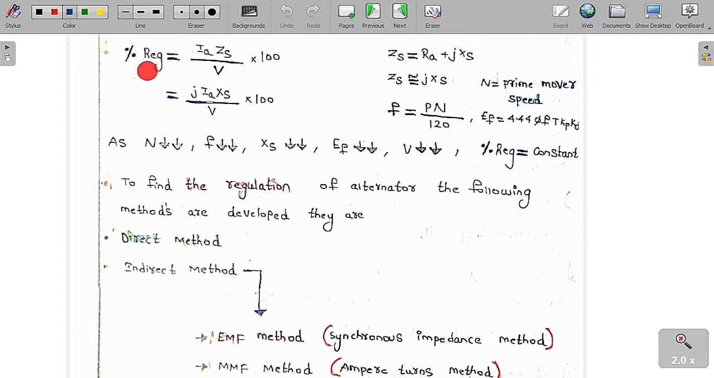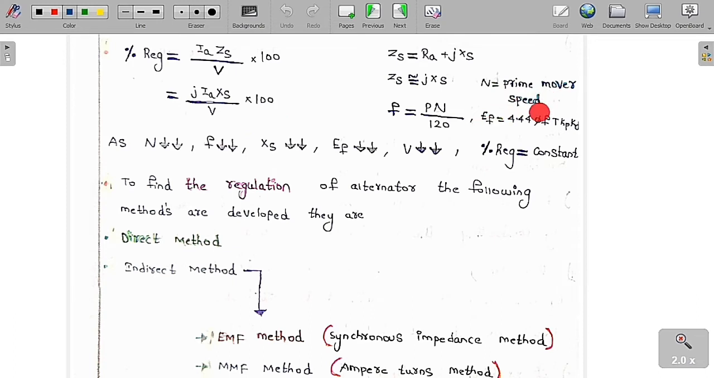So percentage of voltage regulation in the alternator is equal to (E minus V) by V into 100. I already told you E minus V is nothing but IA into ZS, so it is IA into ZS by V into 100. ZS is equal to RS plus jXS. R is a very low value, so we are going to neglect it. So ZS is nearly equal to jXS. Substituting here, we get j IA XS by V into 100.